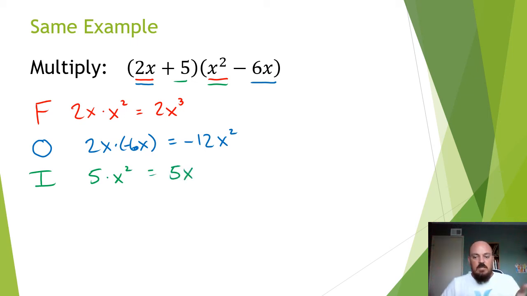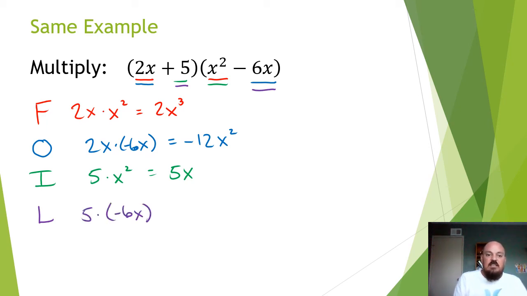And if these terms are looking familiar to you, you'll see in a minute it's the exact same work we just did. And last term, L. So L means the last term of each one. So that would be the 5 and the negative 6x, the last of each of the 2 binomials. So I would do 5 times negative 6x, and you would end up with negative 30x. And oops, this one above it was supposed to be 5x squared, not 5x.